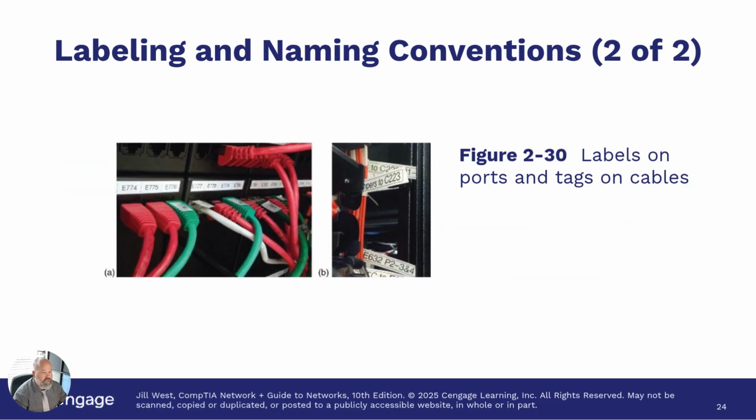Here's a picture of what good labeling looks like in real life. Notice we've got a couple things here to mention. We've got color-coded cables. We've got red, we've got green, we've got white. There's some orange, looks like fiber back there.